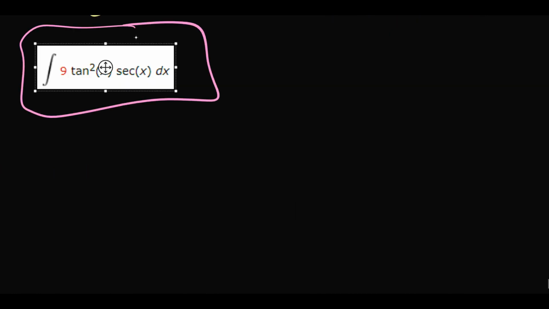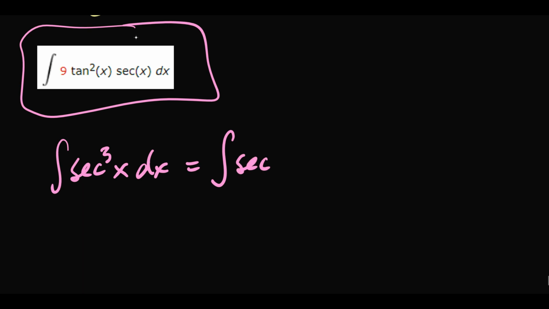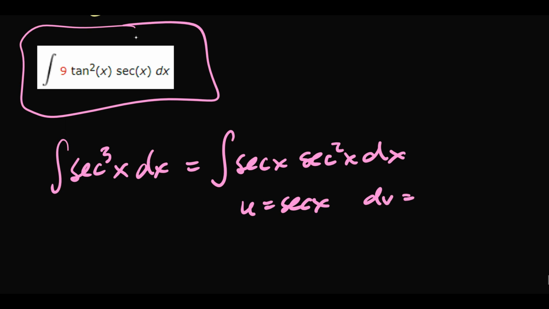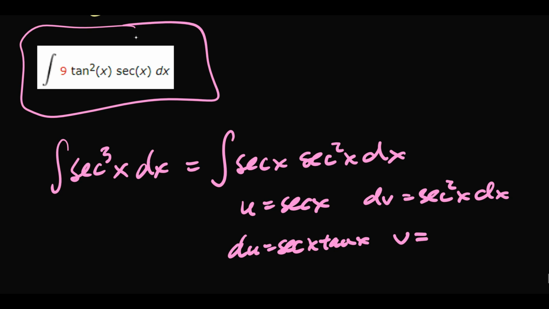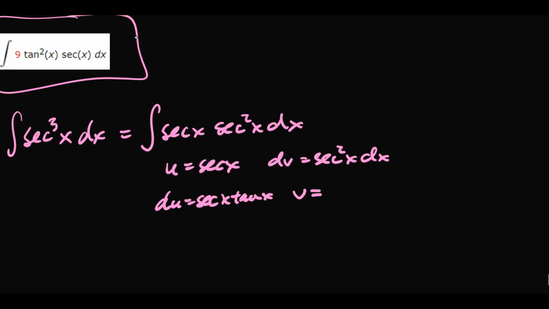This one's fairly difficult. So the first thing we need to do is get secant cubed out of this somehow. I'm going to go ahead and derive this one. Secant cubed of x is the integral of secant x secant squared of x dx. I'm going to use parts, letting u equal secant of x, and dv equals secant squared of x dx. Then du is secant tangent, and v is just tangent of x, because the derivative of tangent is secant squared.